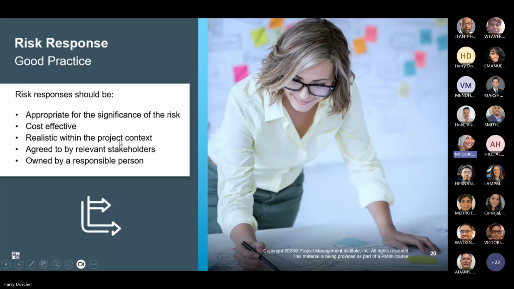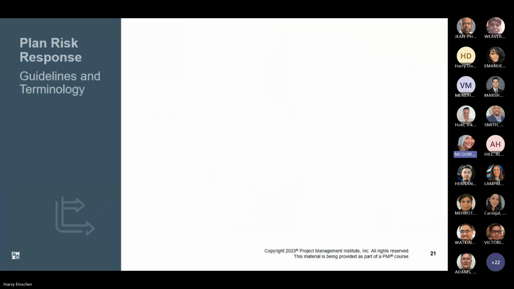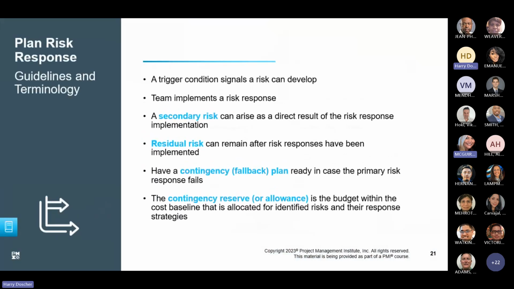The risk responses, you need to run them by the relevant stakeholders and get their approval on it. And each risk needs to be owned by a responsible person, whether it's a project manager, a relevant stakeholder, or a team member, determining who should be responsible for it. This is especially for predictive projects.